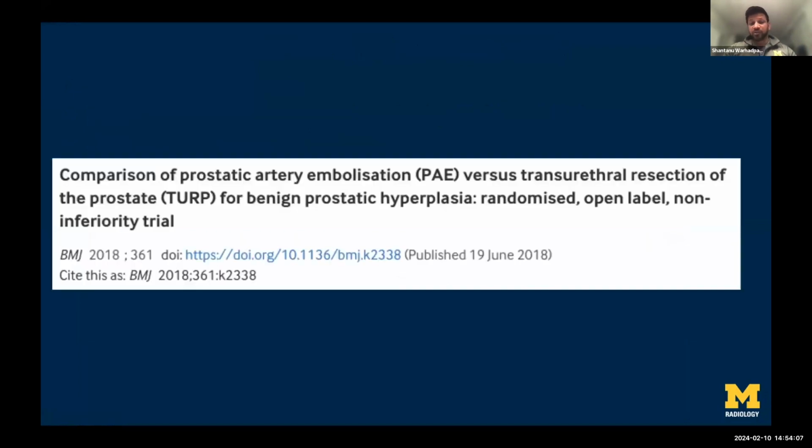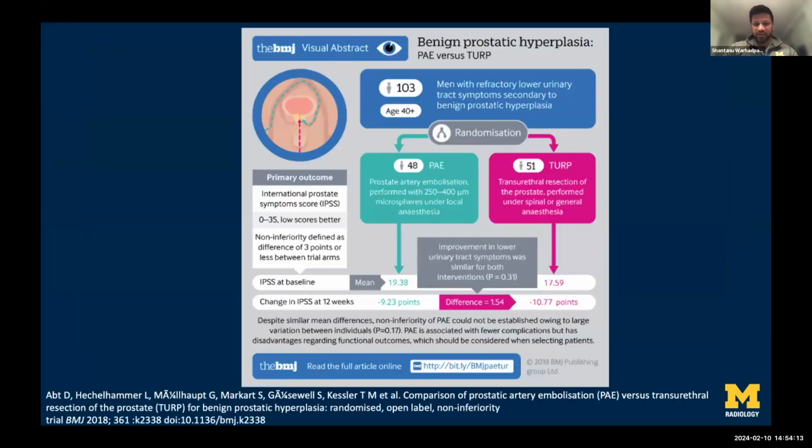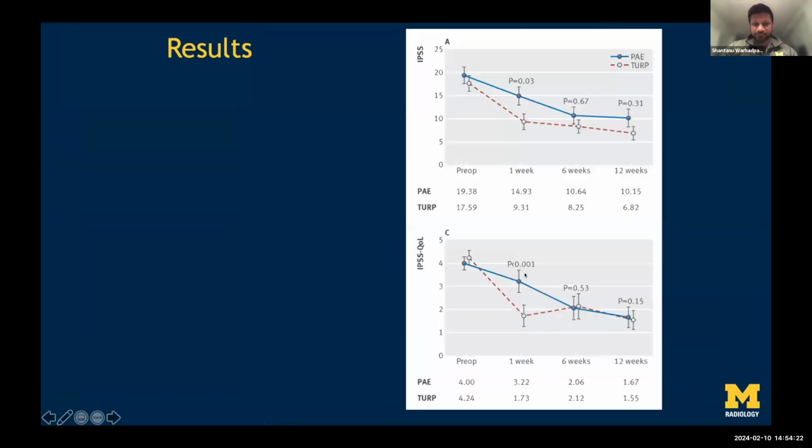And then from there, we started having PAE versus TURP, which is sort of the gold standard from a urology perspective. And the same thing is what we kind of found. IPSS from baseline, big drop for PAE, big drop for TURP. So again, point being, PAE worked.